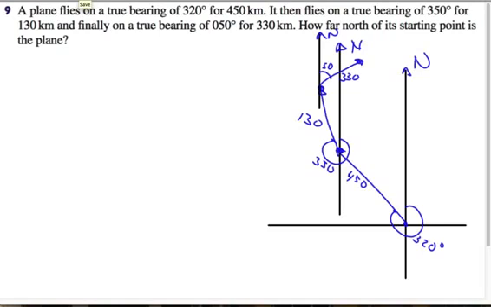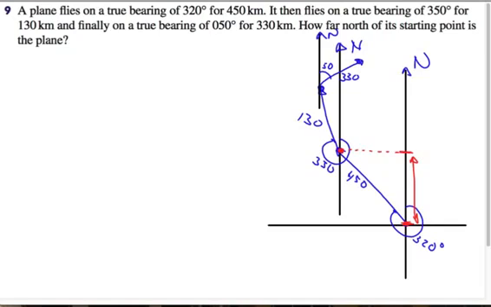Well, it is a problem in 3 steps. So we'll have to figure it out in 3 steps. The plane took off here, and after a while it ended up here. How far north did it get? Well, it got that far north from the starting point. So how far is this distance?